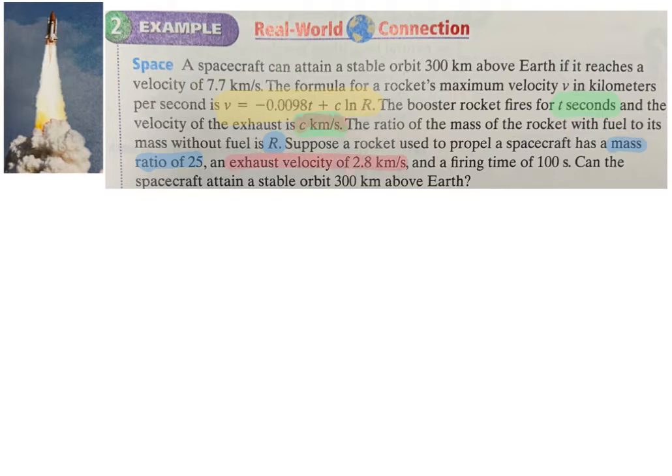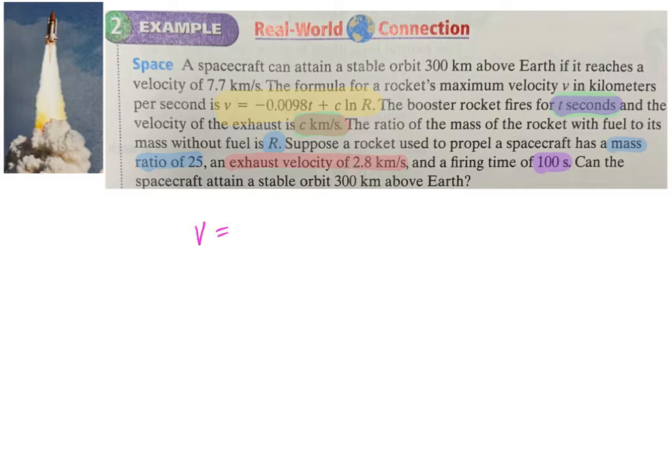Exhaust velocity, they just gave me c. And then it says a firing time of 100 seconds. They just gave me t. So all I'm going to do is plug in that information. I'm going to take the formula.